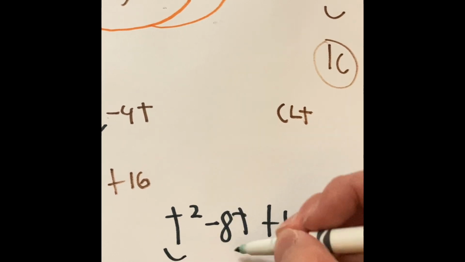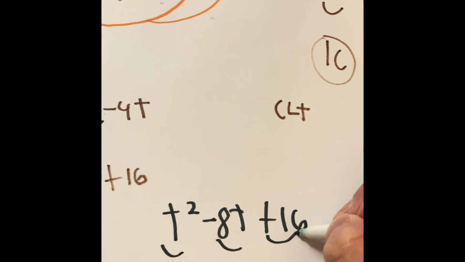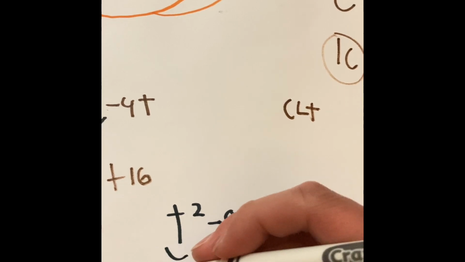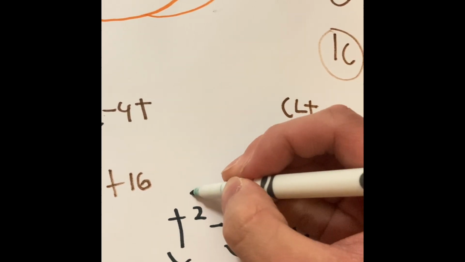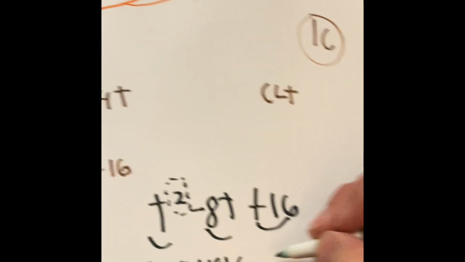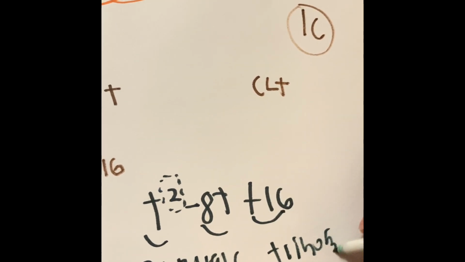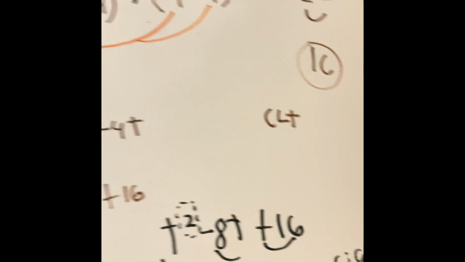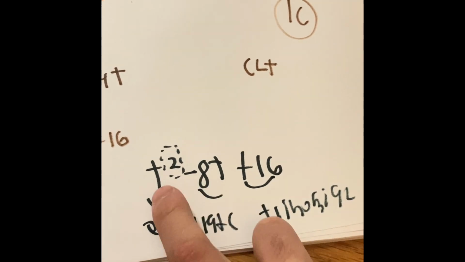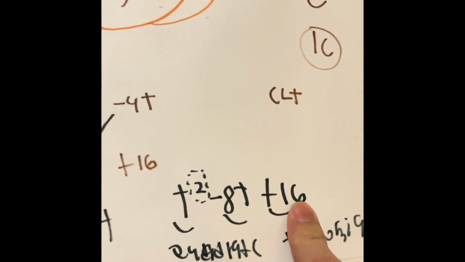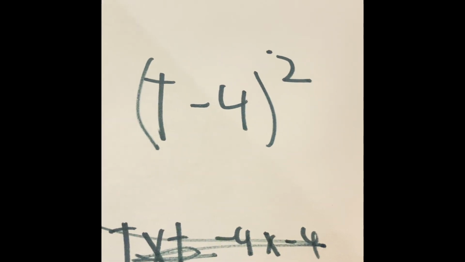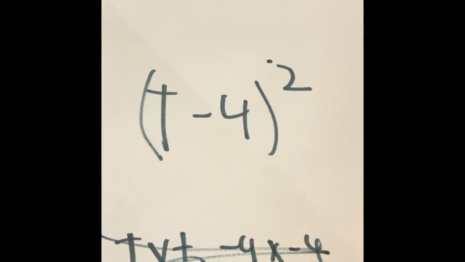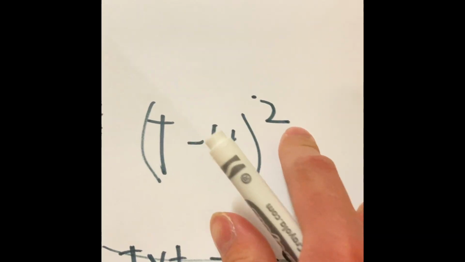So we have 1, 2, 3 terms. We can call this a quadratic, because we're using the number 2 as an exponent, trinomial, because it's a type of polynomial that has 3 terms. 1, 2, 3. And that is how we solve this expression: (t - 4) in parentheses to the second power.